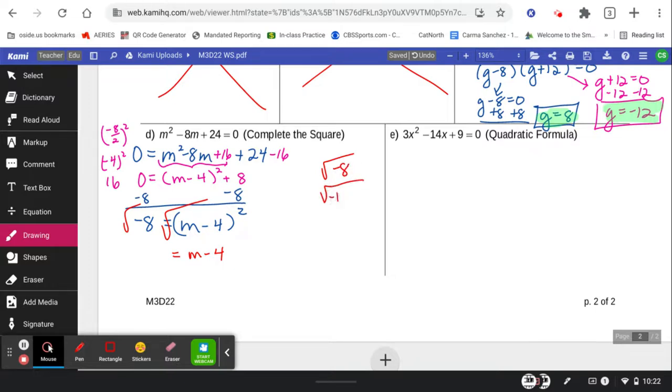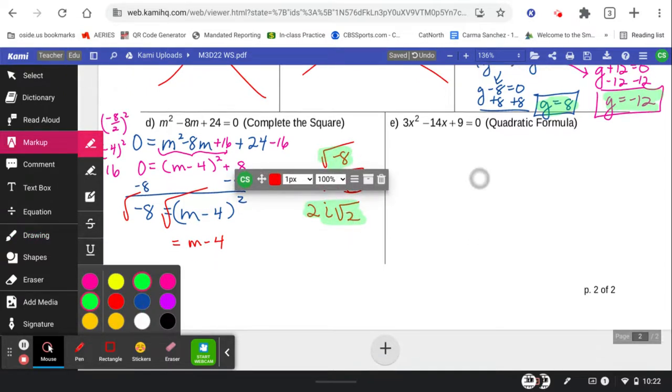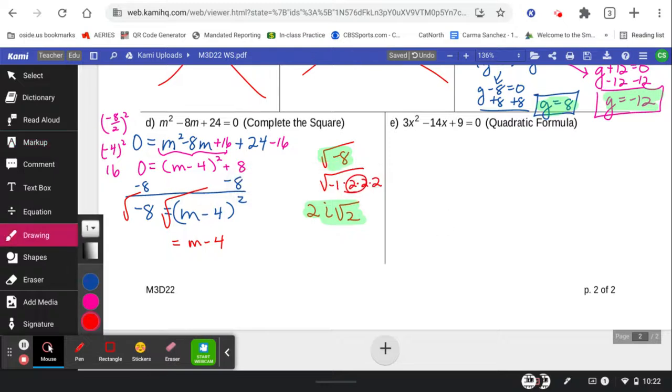All right, we got a negative 1 times 2 times 2 times 2. The square root of negative 1 is i. A pair of 2's means a 2 comes out. All right, this guy right here simplifies down to this guy right here. So over here I'm going to put plus or minus 2i root 2. My last step is to add the 4 to both sides, and I get 4 plus or minus 2i root 2.